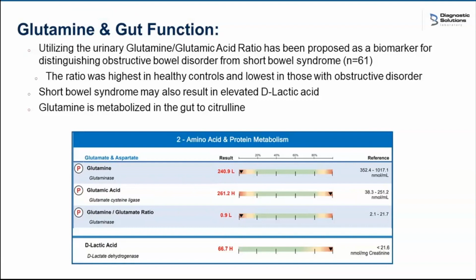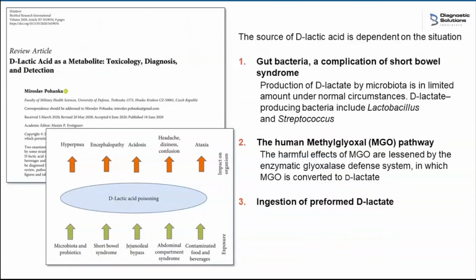But if I'm looking at this along with a gut picture and these might be concerned, I'm going to look at D-lactic acid because it can be elevated if somebody truly has short bowel syndrome. And remember, glutamine is metabolized to citrulline. So one of the things I'm looking at is D-lactic acid can be a complication of short bowel syndrome. So that's something to look for, and the specific bacteria. Additionally, but usually that's low.